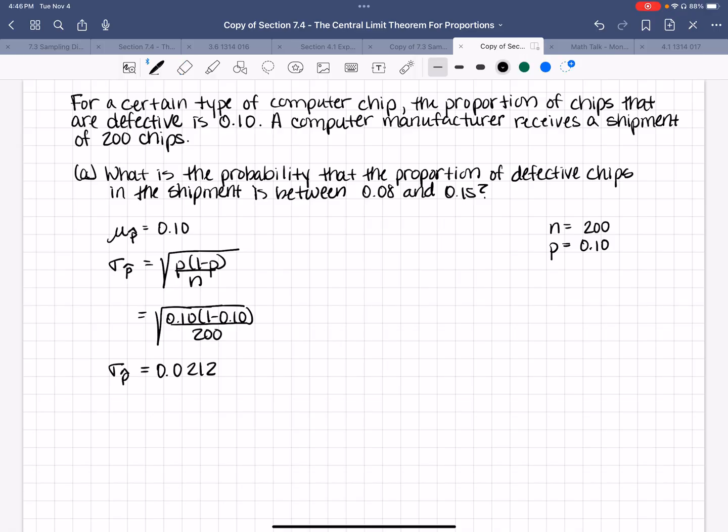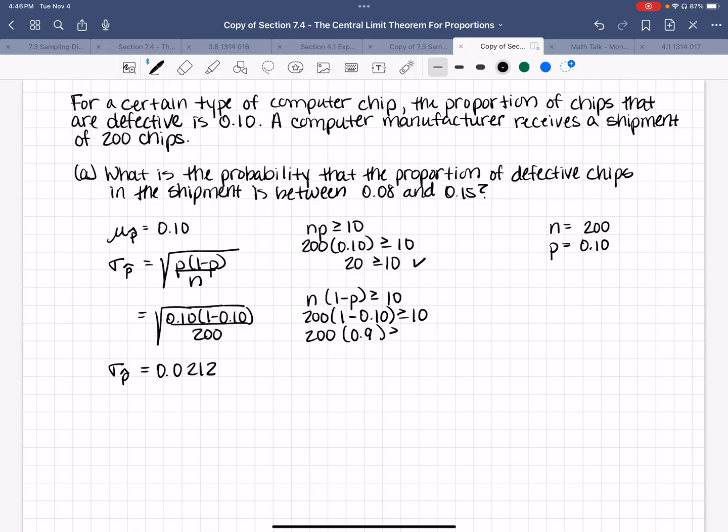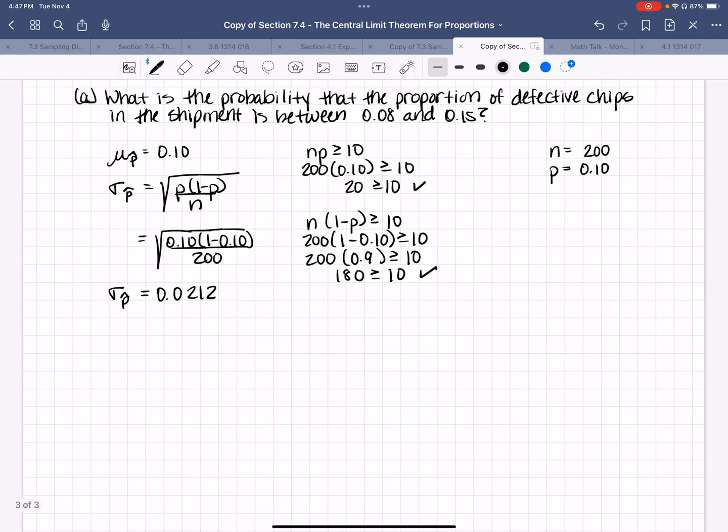We do need to check and make sure that N times P is greater than or equal to 10, and that N times 1 minus P is greater than or equal to 10. So let's do our check. N times P: 200 times 0.10 gives me 20, which is greater than or equal to 10, so that one checks out. For the other one, N times 1 minus P: 200 times 0.9 is 180, which is greater than or equal to 10. So we can use the normal curve to find my answer here.